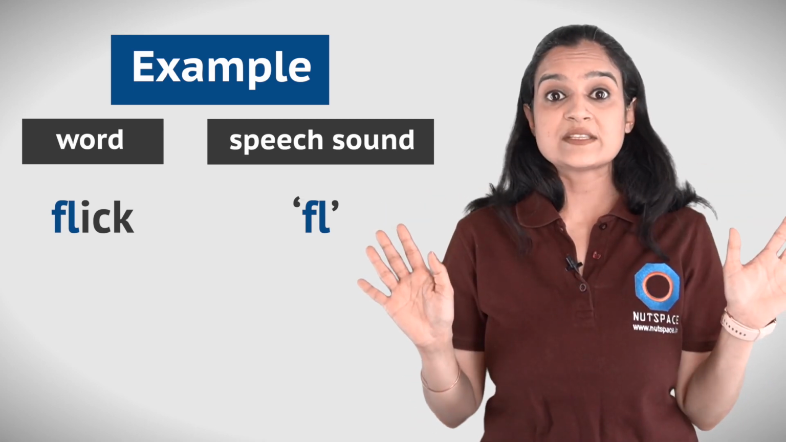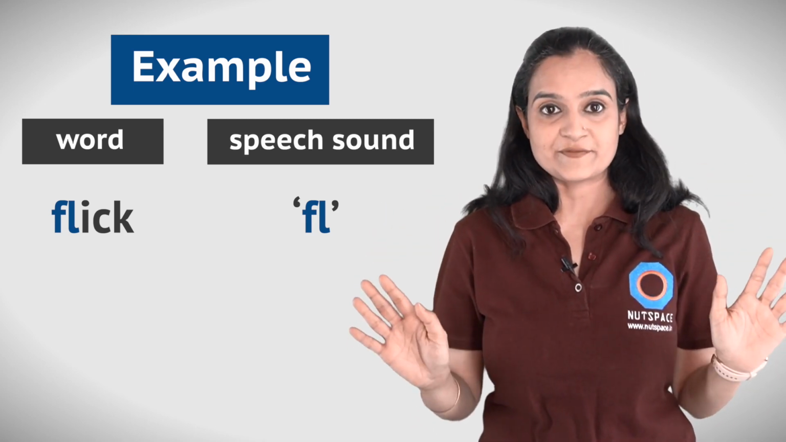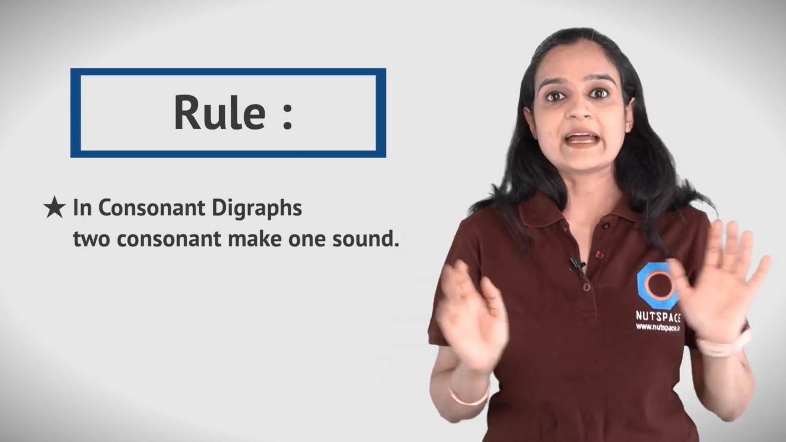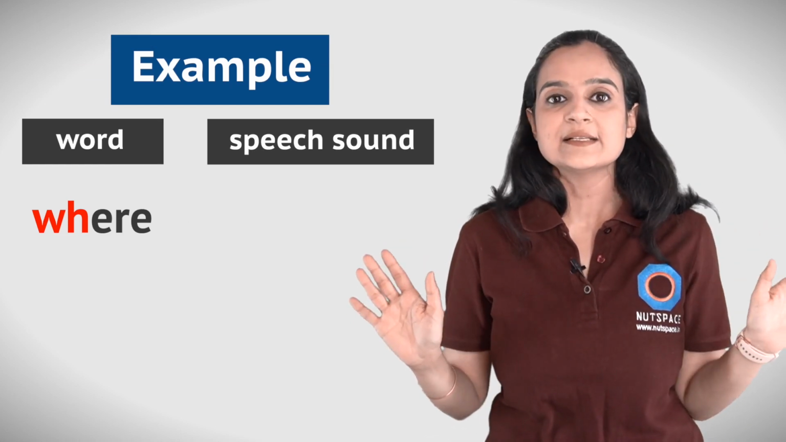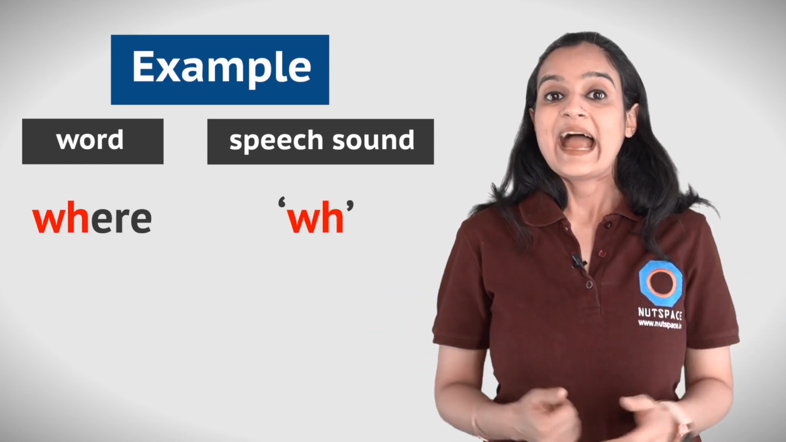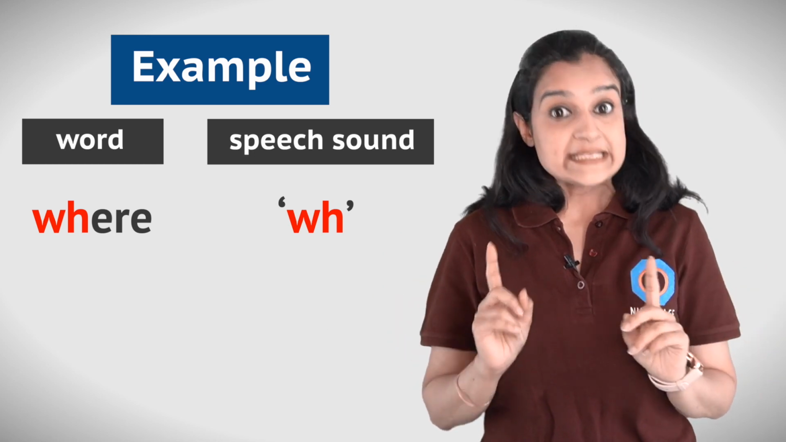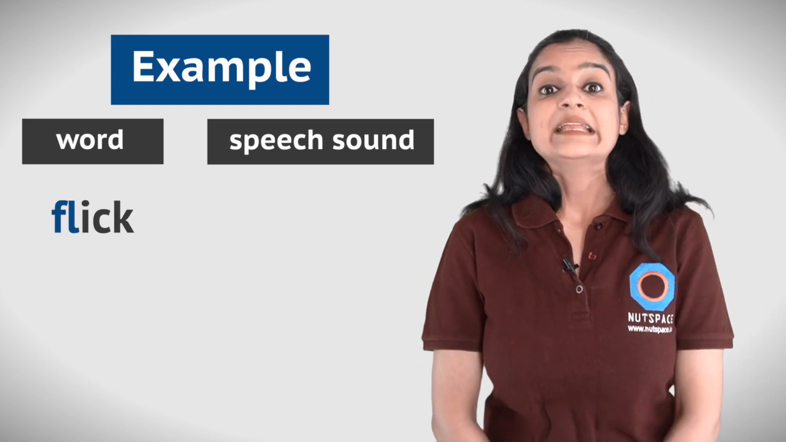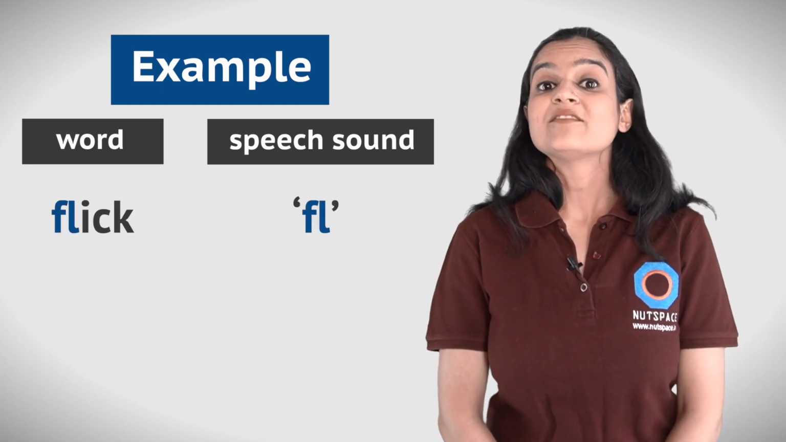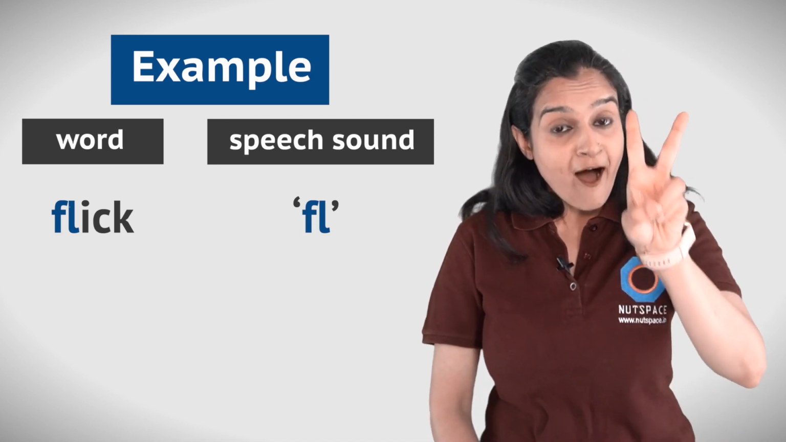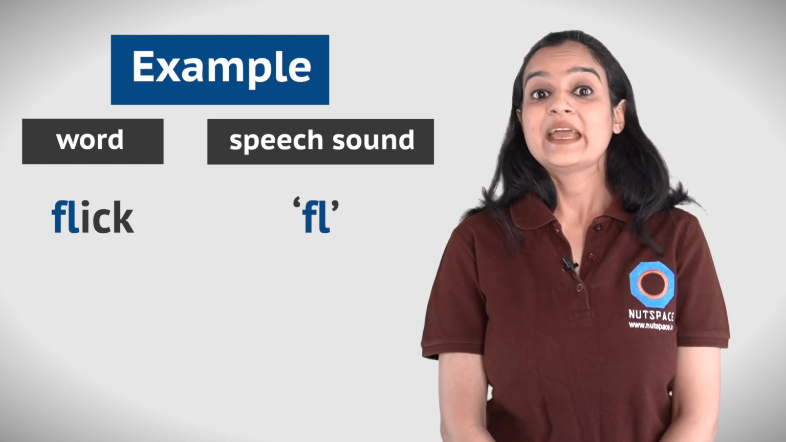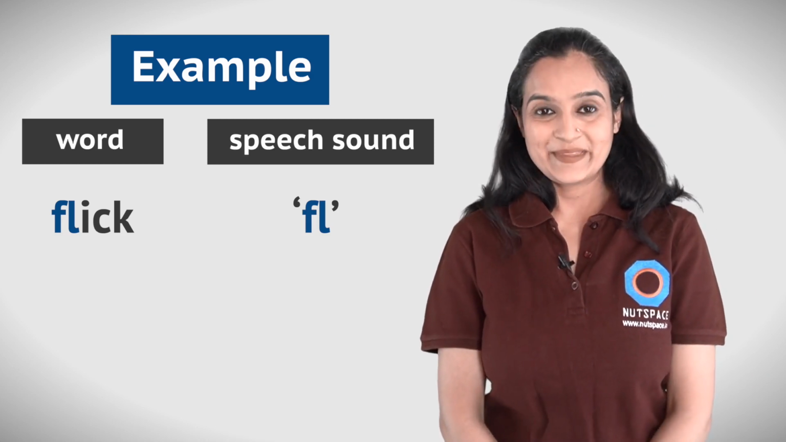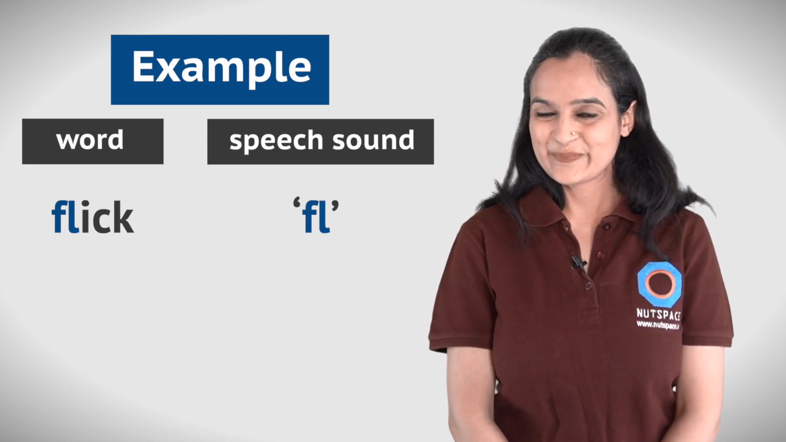Please don't confuse this with consonant teams or digraphs. In consonant digraphs, two consonants are making one sound, like WH clearly makes the single sound W, as in the word where. But in the word flick, the initial consonant sound is fl. So there are two sounds, but they are blending together. It's not f-lick, it's flick.